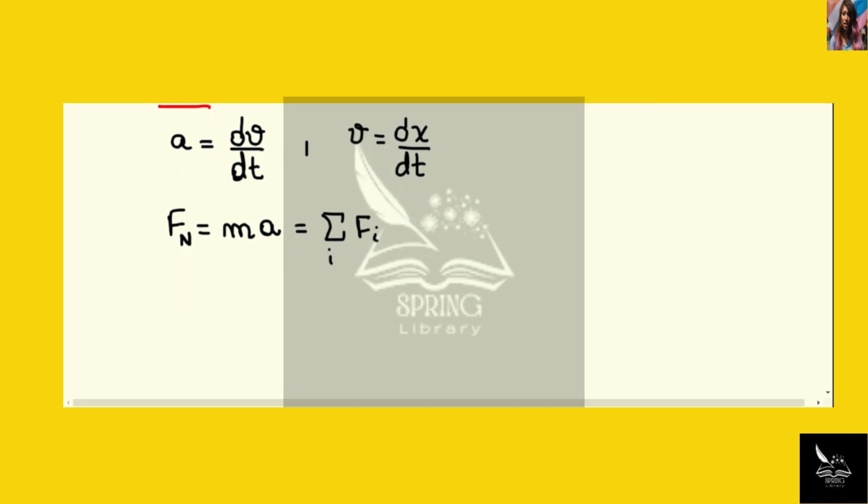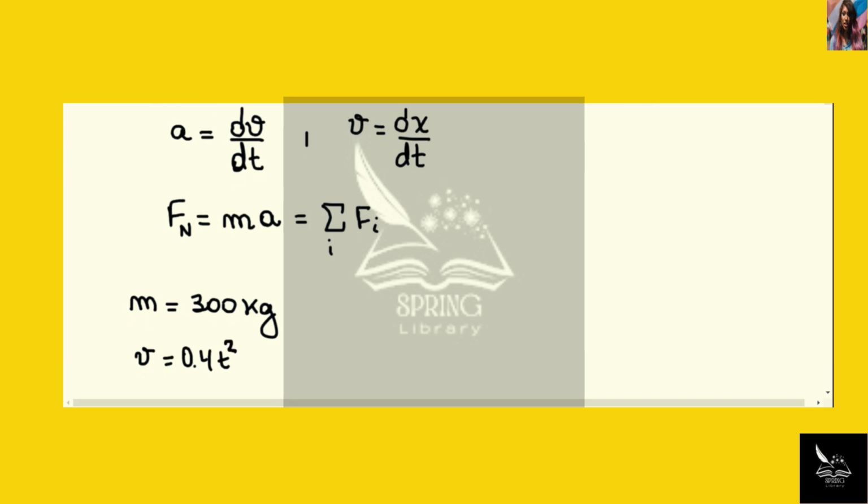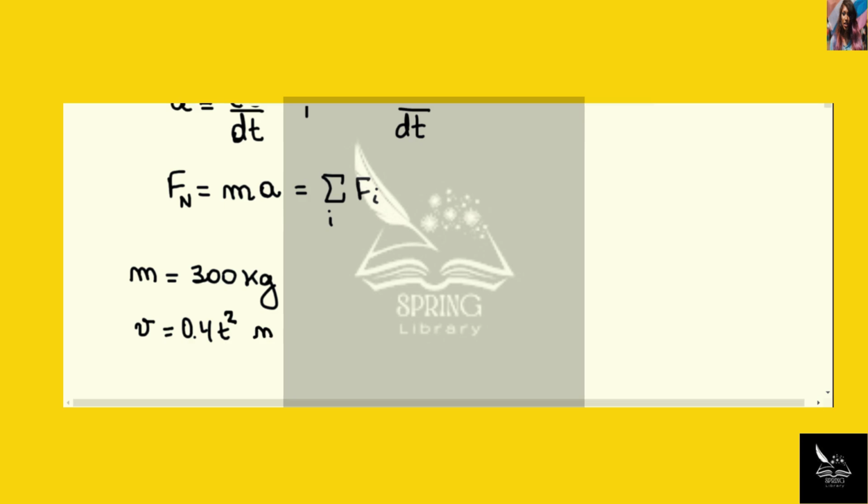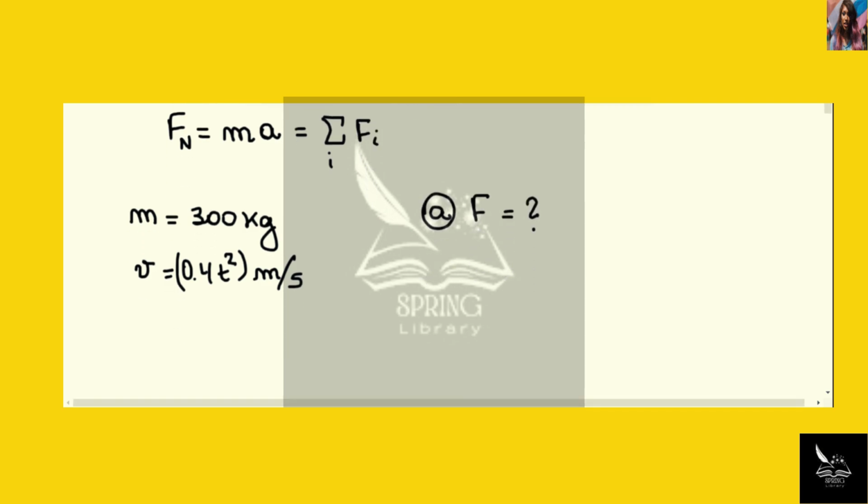In the problem, we have a block that has a mass of 300 kilograms and has a velocity v that's equal to 0.4 t squared meters per second, where t is given in seconds. And in question A, our goal is to find what is the force that acts on this object.